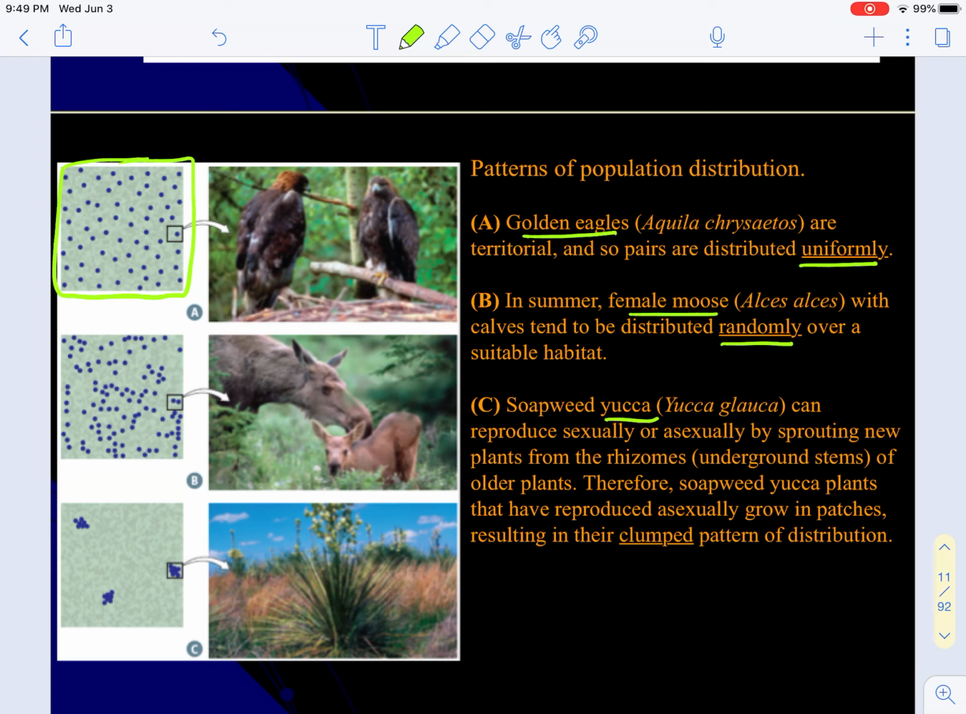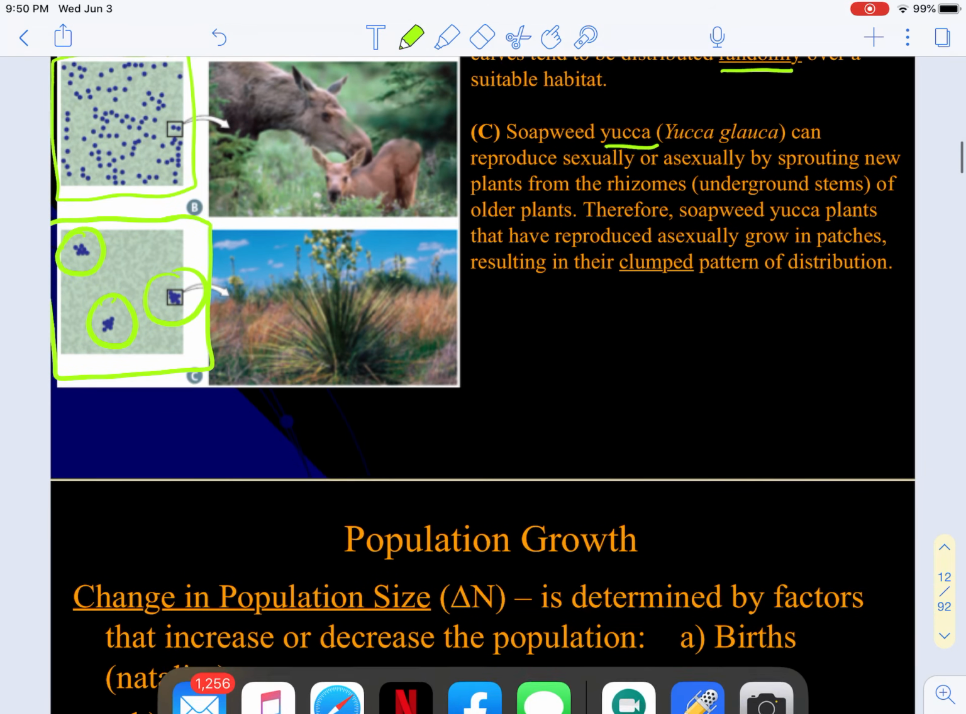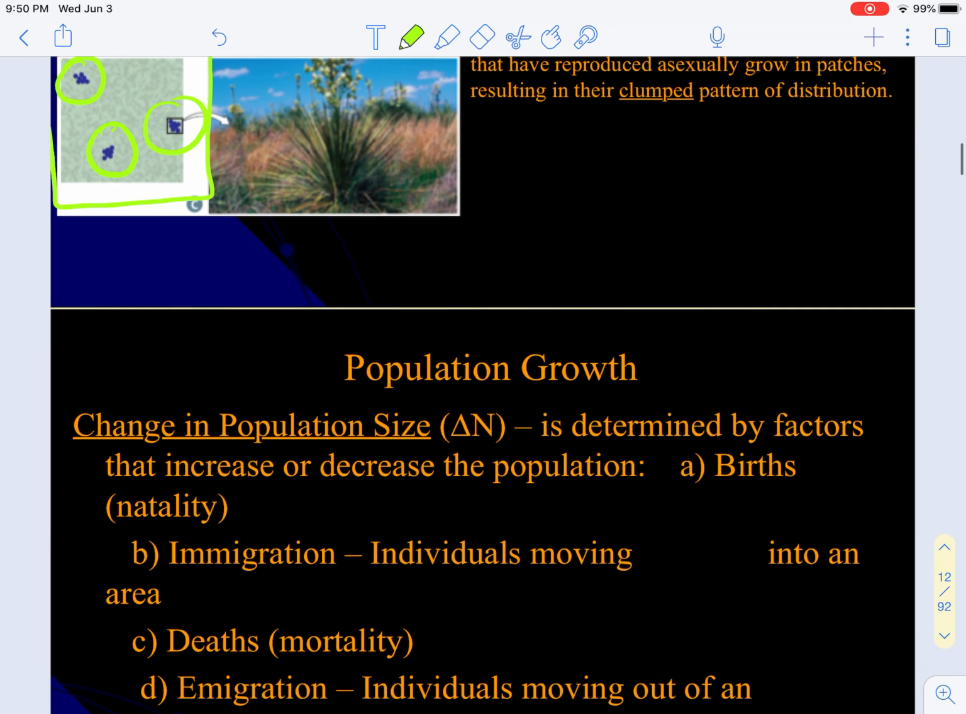Okay, so if you saw a representation of that, uniform might look like this indication in A, and random would be just kind of all over the place, more in some areas and less in others, and clumped would be in very obvious clumps where they have the resources that they need.